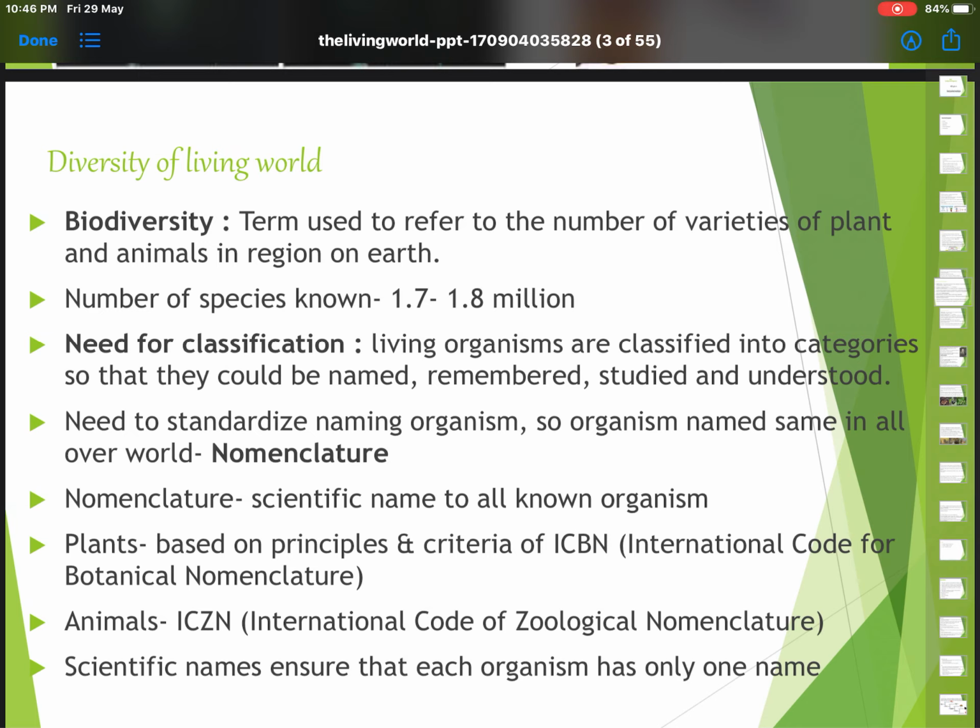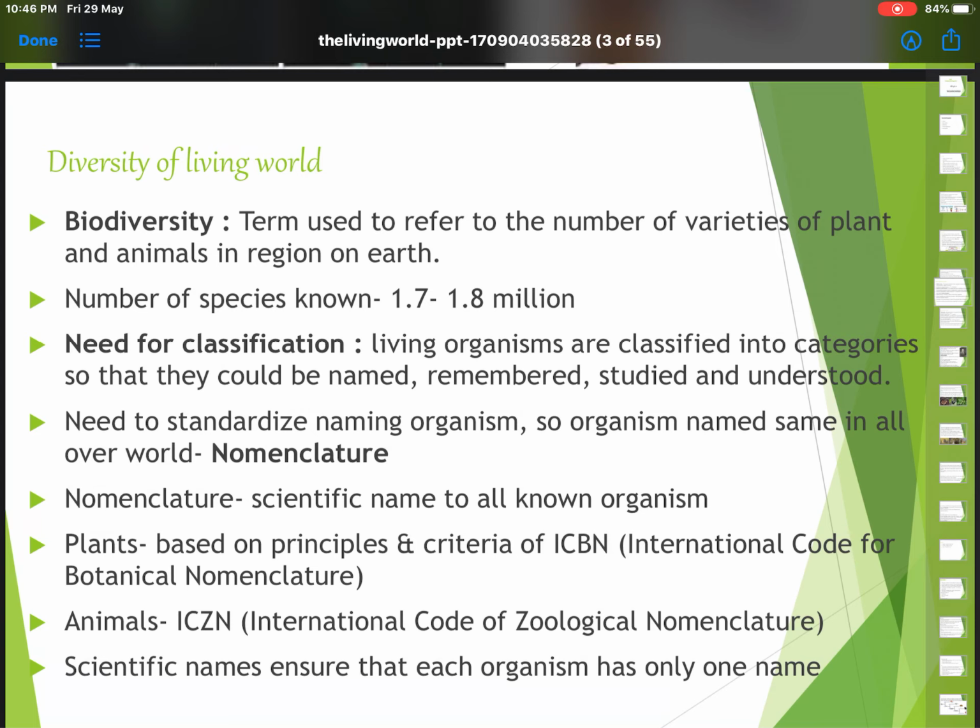The number of species known is something like 1.7 to 1.8 million. Now the question comes, how to identify them? How to know what is what? Hence, there is a need for classification. So, classification is placing an organism or a group of organisms in categories according to a particular system, which is based on certain easily observable but fundamental characters. Hence, a hierarchy is to be built up.